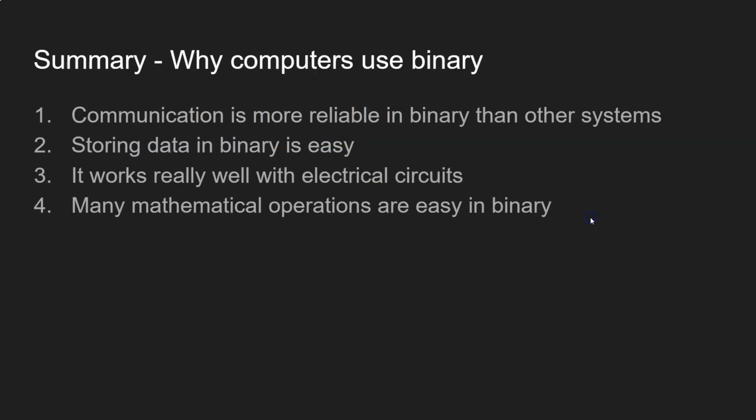Okay, so those are the main 4 reasons why computers use binary. So it's more reliable, number 1, to communicate both within the device itself and between devices when we're using networks and transmitting data. Storing data is incredibly easy in binary. It works really well with electrical circuits because binary is just on and off, and the simpler circuits work really well with just on and off. And there are a lot of mathematical tricks that mean calculation and computation can be done incredibly efficiently and quickly using binary.